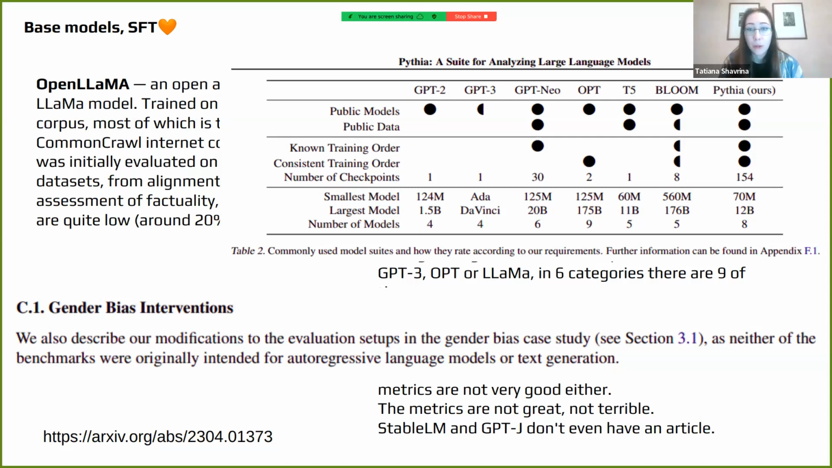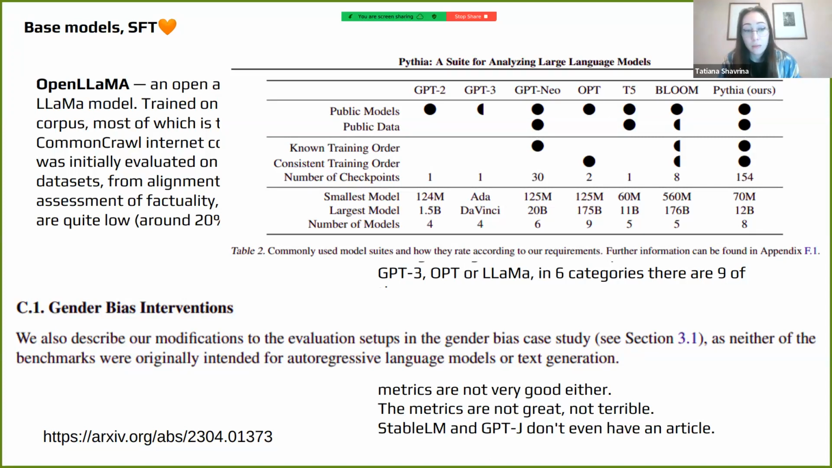This is also an example how not to write papers when you're analyzing the ethics and AI alignment, because when you're proposing your model, you're focusing on that it's open source and it's very, very open. You can see the training order, you can see the training data, it's open in terms of what's in the data, the architecture and stuff like that. So it's absolutely great. And then when it comes to evaluation, you have not great results, and you try to write that the evaluation setups in the gender bias case study are not great, as neither of the benchmarks were originally intended for autoregressive language models or text generation. Well, that's not true, to be honest.